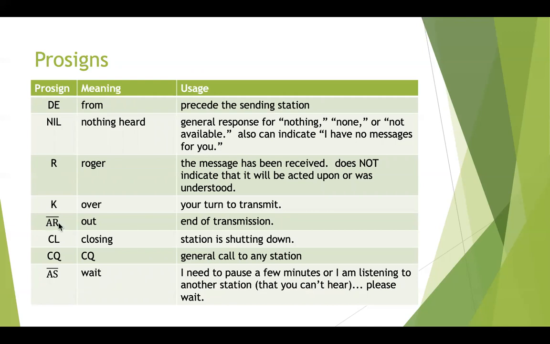Here's one with an overbar on it. So if you transmit the A and R characters with no space in between them, that's the prosign meaning out or end of transmission. CL would be closing. I'm closing my station. CQ, we are all familiar with CQ. It basically means, hey, any station out there, please respond. The AS prosign, with A and S together with no interletter gap between them, means pause a few minutes. I'm listening to another station. Please stand by.